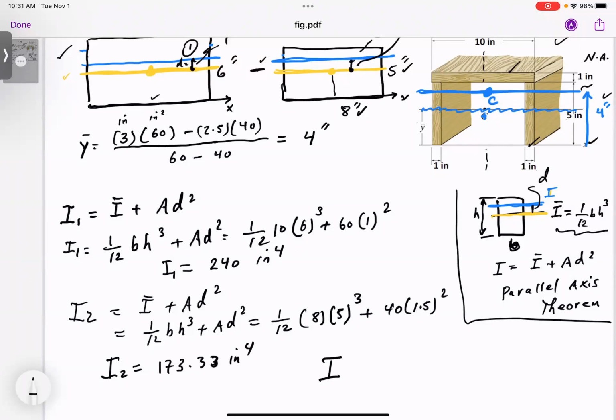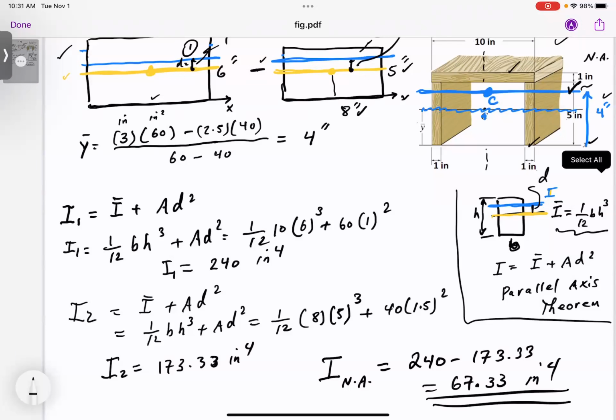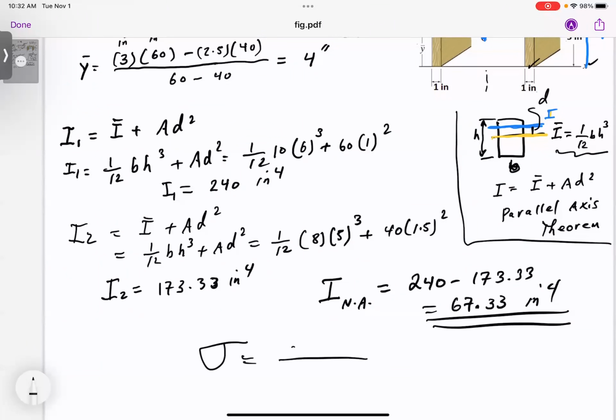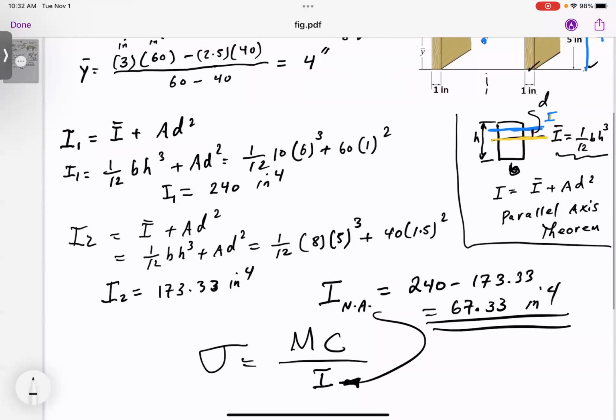Therefore, I with respect to this blue axis, this one, which is really the neutral axis, is the difference of these two, 240 minus 173.33. So that happens to be 67.33. Remember, this is the moment of inertia that is later on used when you want to find bending stress, and you use the flexure formula. This is the I that is going to be used in that equation.